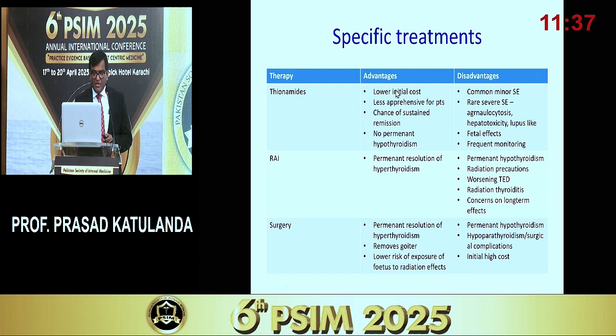The antithyroid drugs are low cost, less apprehensive and more acceptable to patients, and they have a chance of spontaneous sustained remission, and then it won't lead to permanent hypothyroidism. The disadvantages are mainly the troublesome side effects like the serious agranulocytosis, hepatotoxicity, lupus-like syndrome, and the fetal toxicity that can happen.